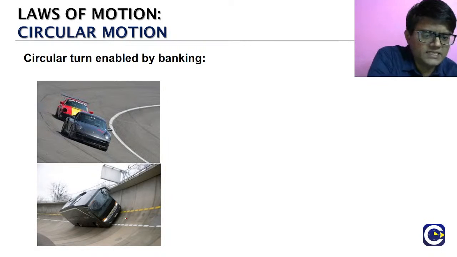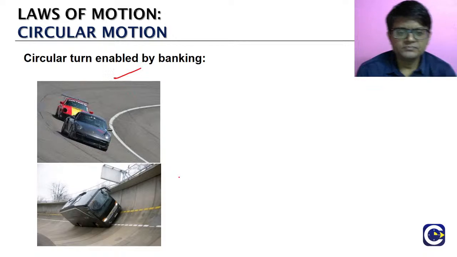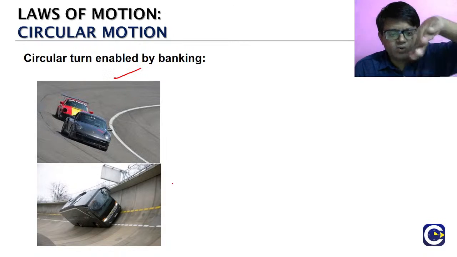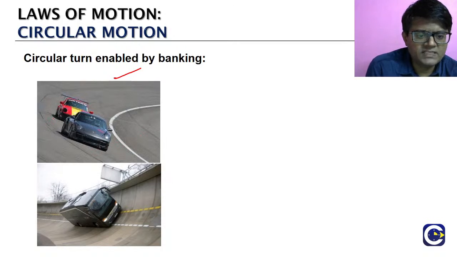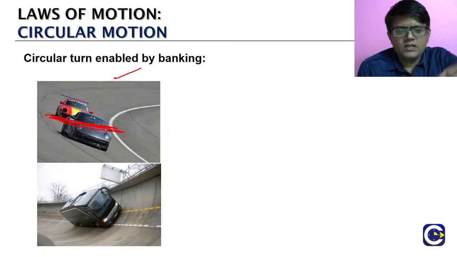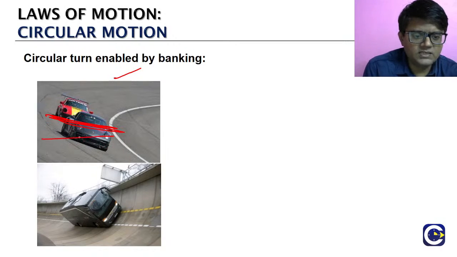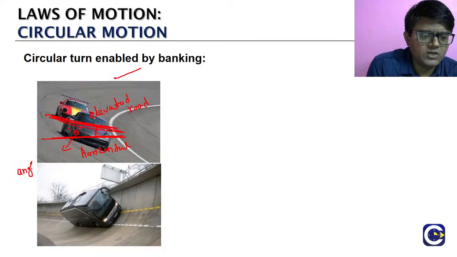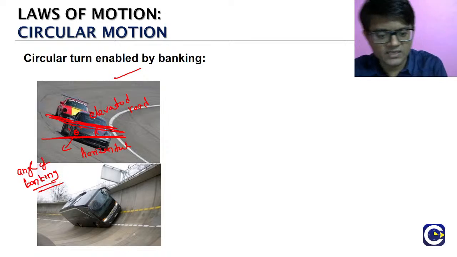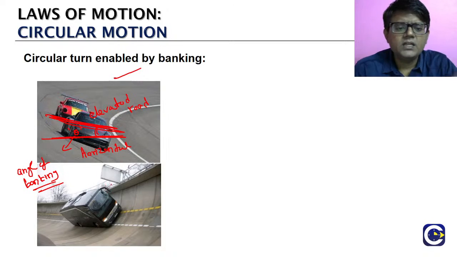In these representations, when you're taking a turn, they will lift the road on one side. So you can see that if this is the road that is lifted, this is how it would have been horizontal. This is the horizontal, and this is the elevated road. The angle by which it is lifted is called the angle of banking.